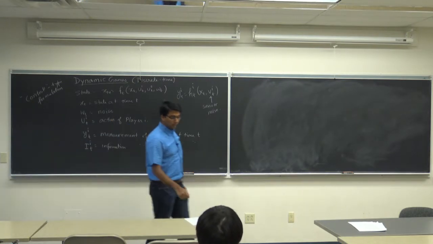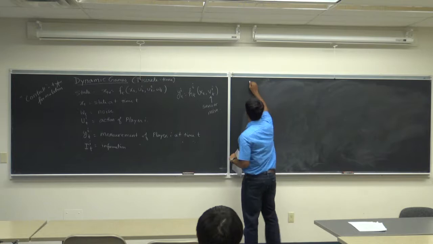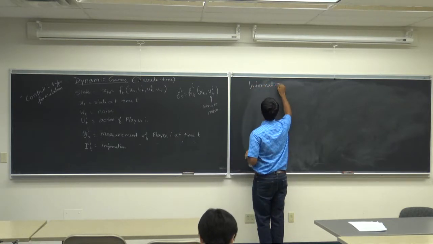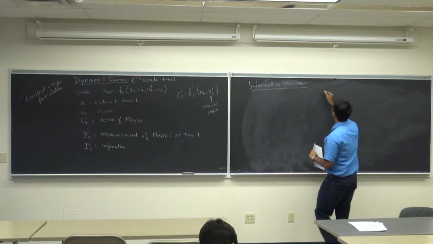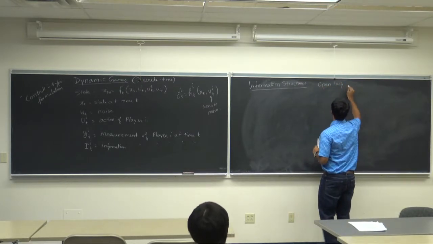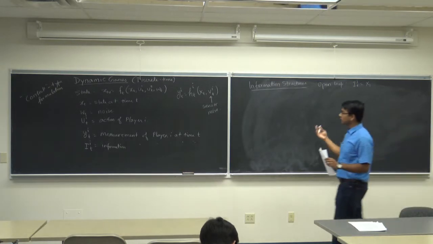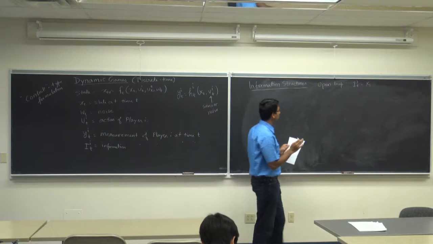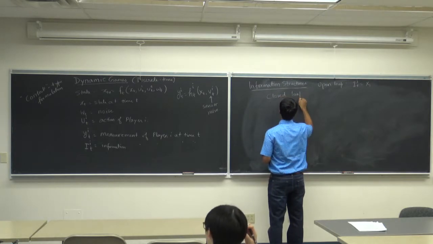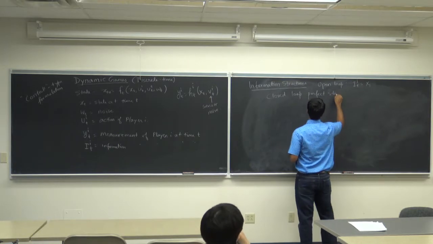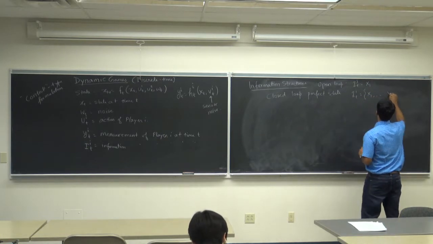Okay, so let's talk a little bit about the information structure. You could have an open loop structure where I_t^i is equal to x_1. You measure the initial state and that's it. You don't have any other information whatsoever. Then you have closed loop perfect state, where your information is x_1 to x_t.